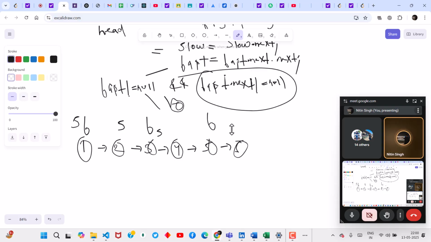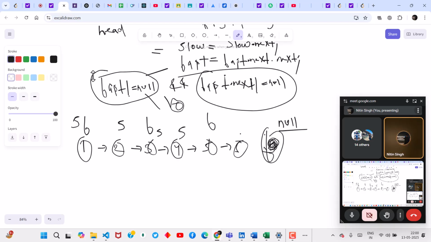In the next iteration, my slow will be here and my fast will be here. In the next iteration, my slow will be here and my fast will be at a node which is null for me, because fast will be here somewhere, and this is my null. I don't have any node after 6. That means one of the conditions of my loop will get false, that is, my fast should not be equal to null. This while loop breaks, and the place where your slow pointer is, is the middle node of your linked list.